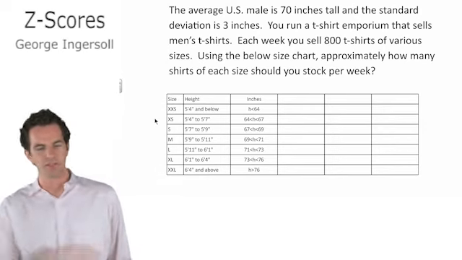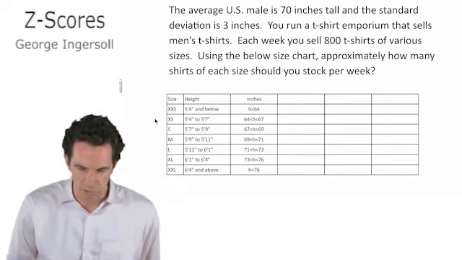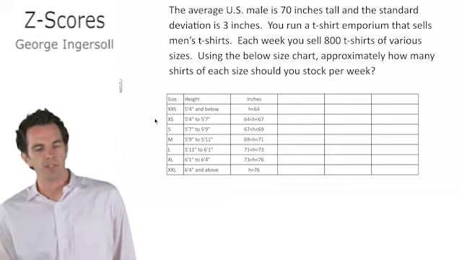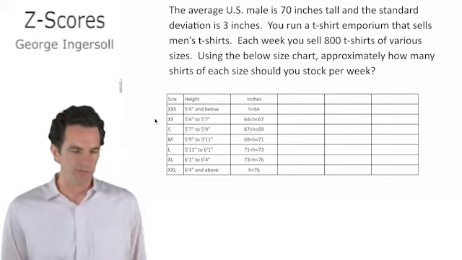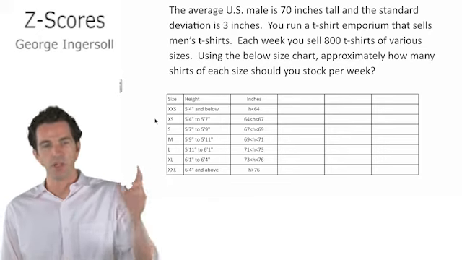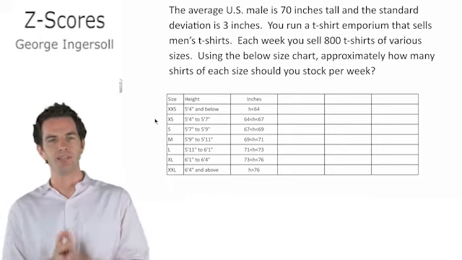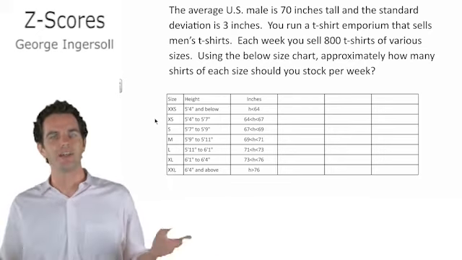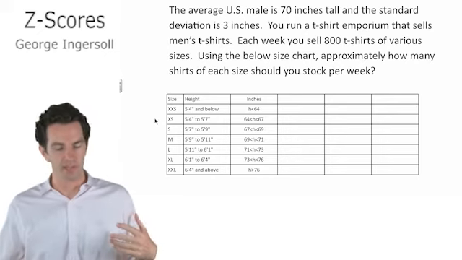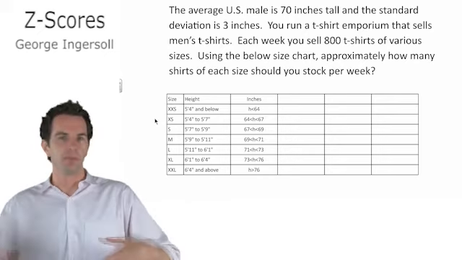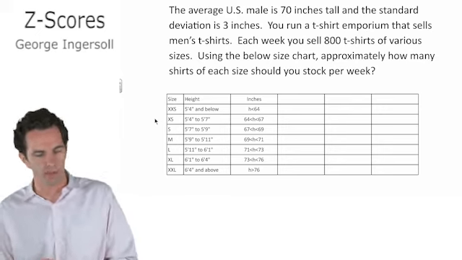Now, this involves information that we worked through in a previous example. The average U.S. male is 70 inches tall, and the standard deviation on that is 3 inches. You run a t-shirt emporium that sells men's t-shirts, and every week you sell 800 t-shirts of various sizes. That's 800 t-shirts total, but among those 800, you have a number of sizes represented.